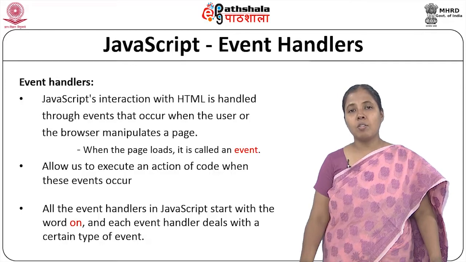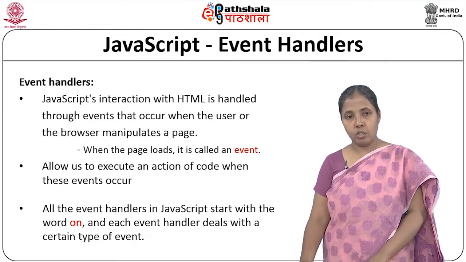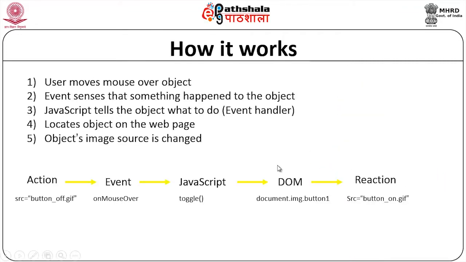JavaScript allows us to execute code when some event occurs in a web page. All the event handlers in JavaScript start with the keyword on, and the rest of the characters are the type of the event that it deals with. Now let us see how it actually works.